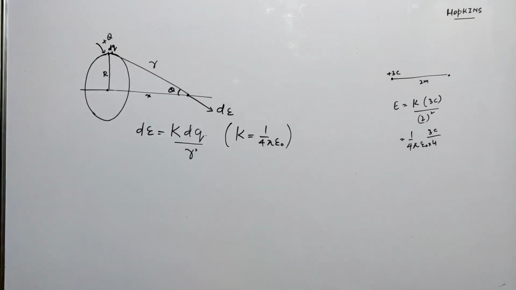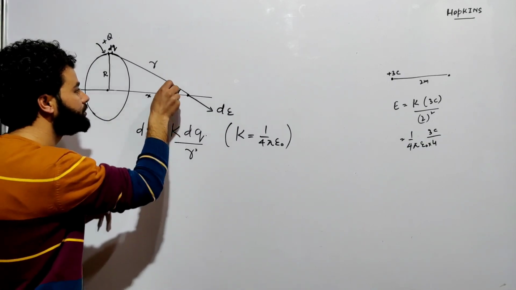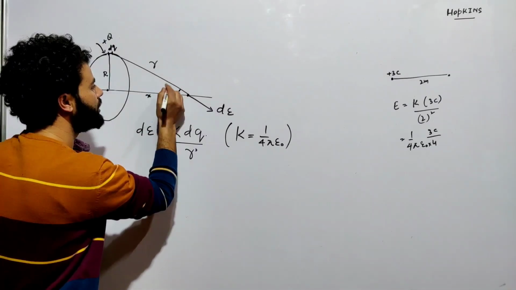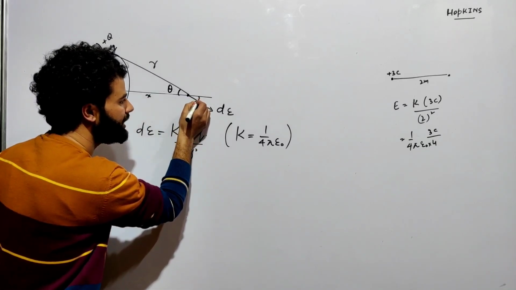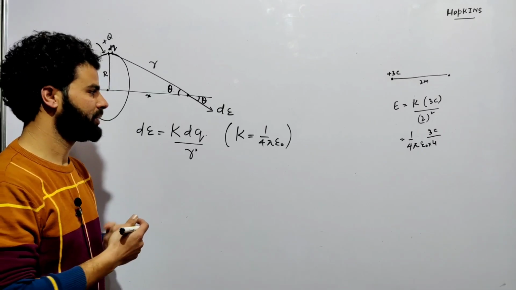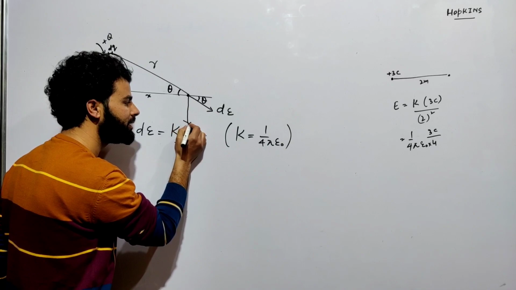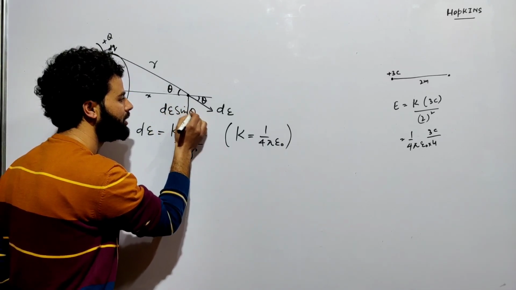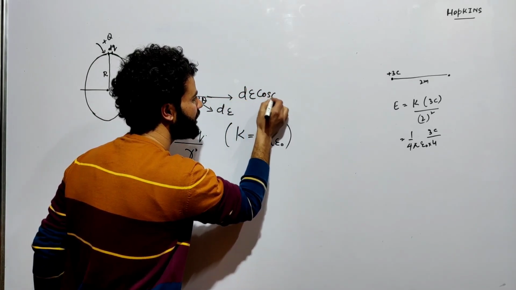Let us say this is some theta angle. And this would be exactly theta. Why would it be theta? Because these are vertically opposite angles. Is that okay? Then using the vectors, this component of electric field would be dE sine of theta, and this component would be dE cos of theta.